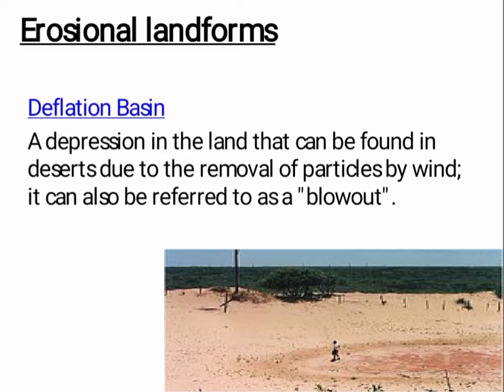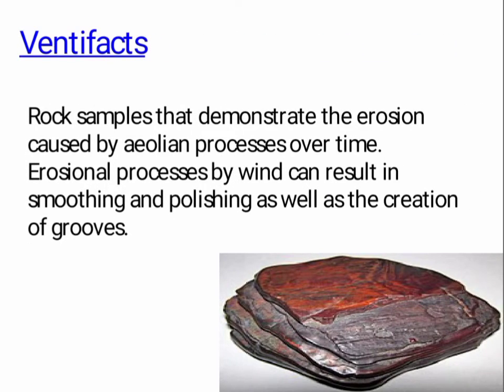Now come on to the erosional landforms of wind. First is the depletion basin, a depression in the land that can be found in deserts due to the removal of particles by wind. It can also be referred to as a blowout. The next is ventifact. These are rock samples that demonstrate the erosion caused by aeolian processes over time. Erosional processes by wind can result in smoothing and polishing as well as the creation of grooves.